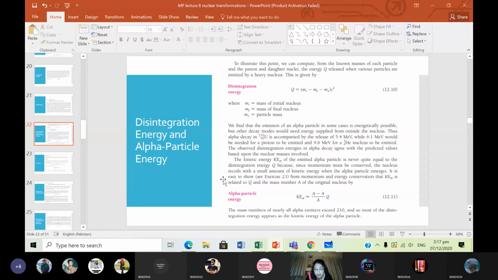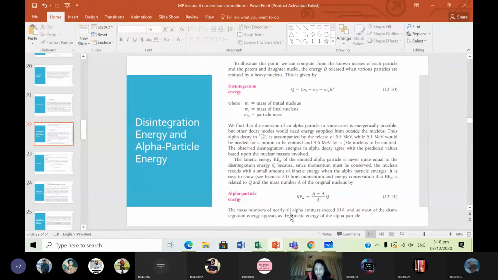The nucleus recoils with a small amount of kinetic energy when the alpha particle emerges. It's easy to show from momentum. You have to use momentum and energy conservation here. The kinetic energy of the alpha is related to Q and the mass number of the original nucleus, where A is the mass number of the original nucleus. So you will use momentum and energy conservation to derive this formula. This will be assignment number 4 in this class, due by next Monday.